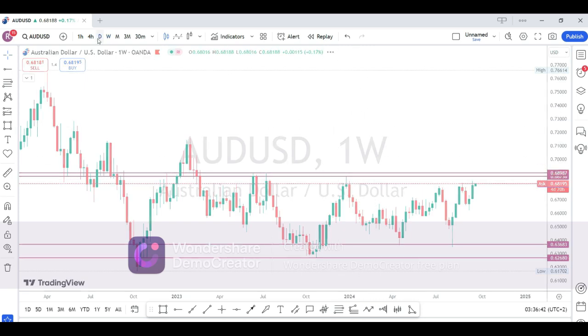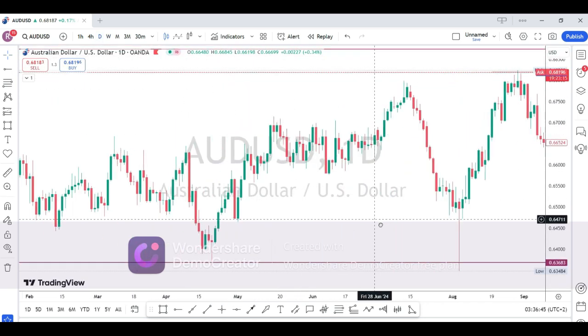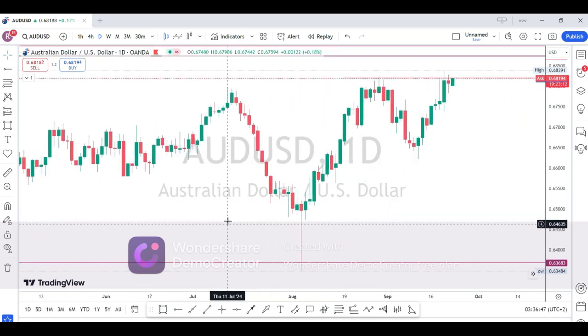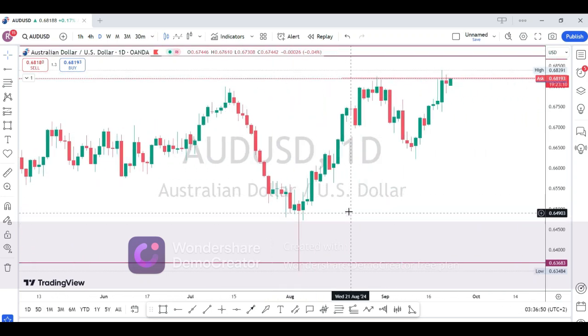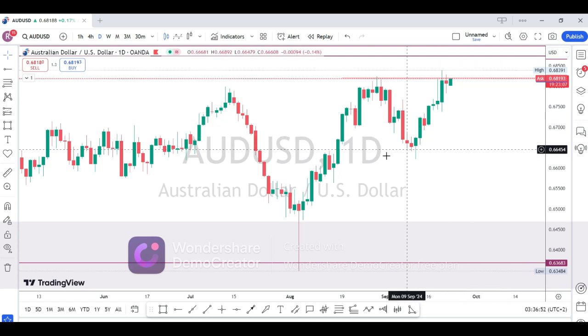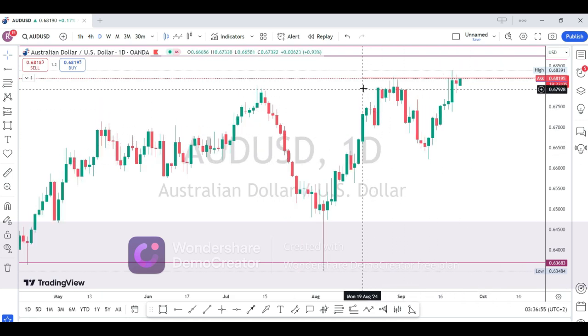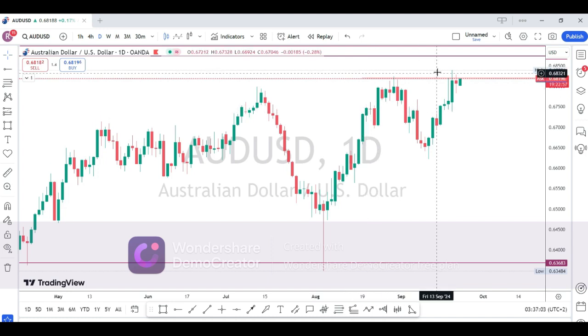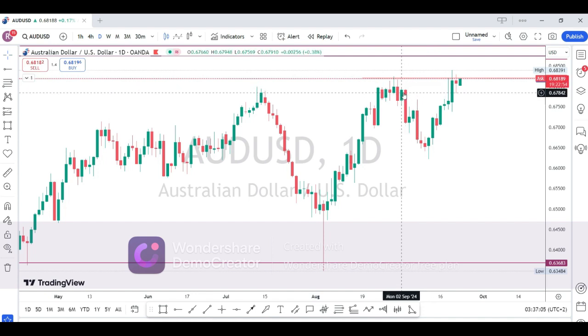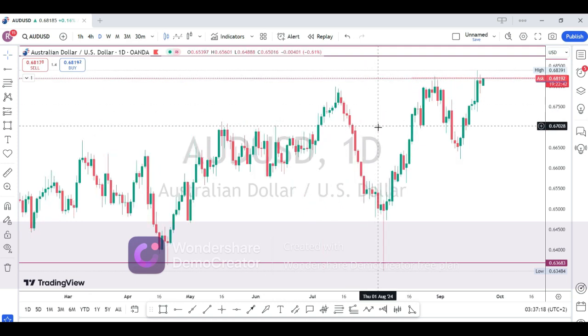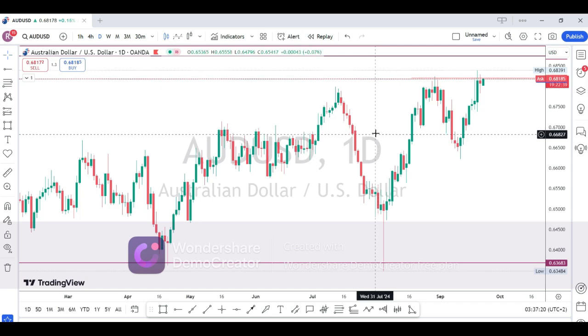Let's move down to the daily time frame, and we use the daily time frame to confirm the direction of the market. So the monthly, the weekly, and the daily time frames are in line with each other. This place is still acting as resistance from the weekly, and is also in line with the daily's new direction that the market is moving to the upside.